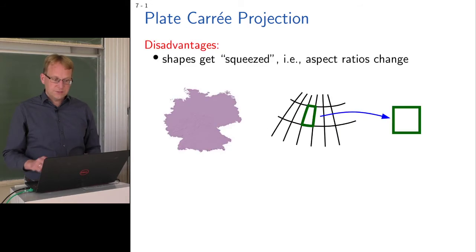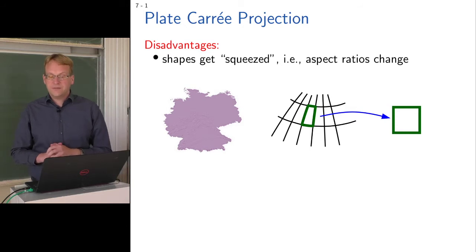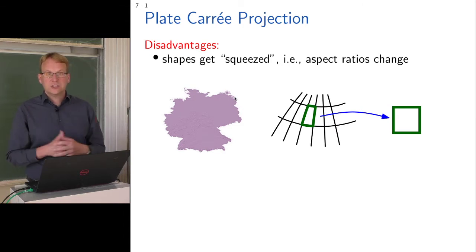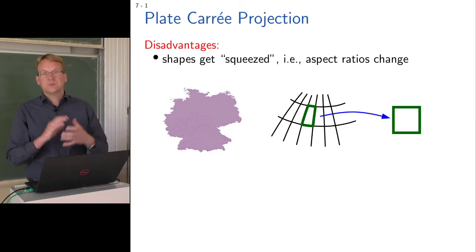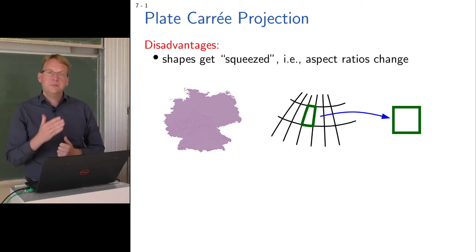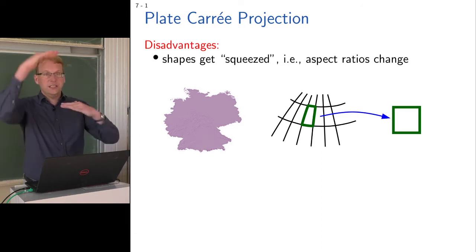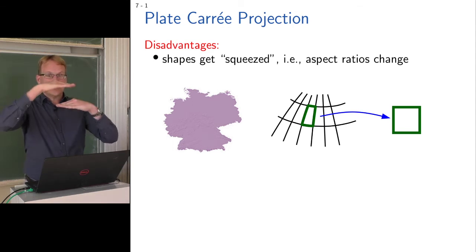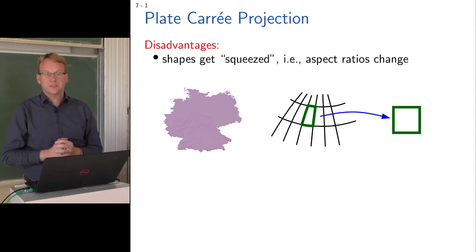Okay, let's continue. What are the properties of this Plate-Carré projection? First of all, we have distortions, in particular with respect to the aspect ratios of the shapes. Well, as a German, of course, I am used to seeing a proper map of Germany with the correct aspect ratio. And if I see this picture here, I will immediately recognize that this is not my country. It is distorted, it is squeezed in vertical direction and kind of extended in horizontal direction.